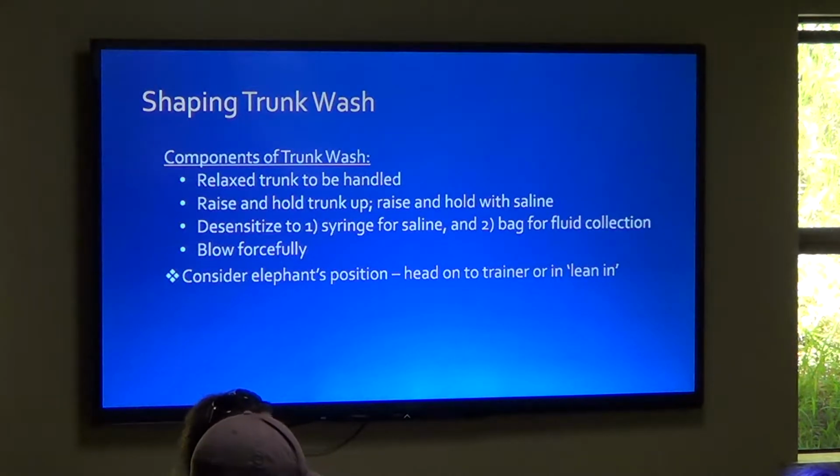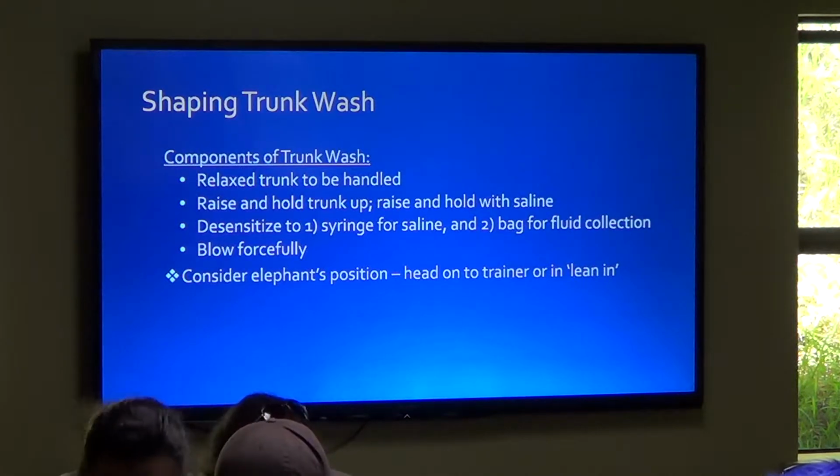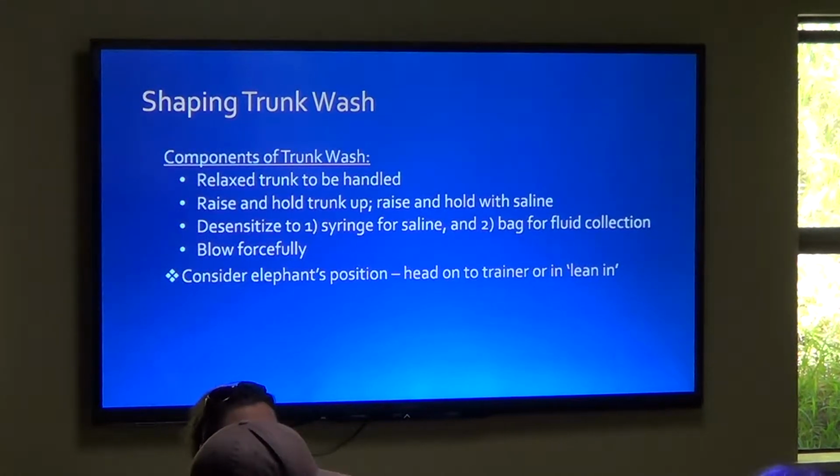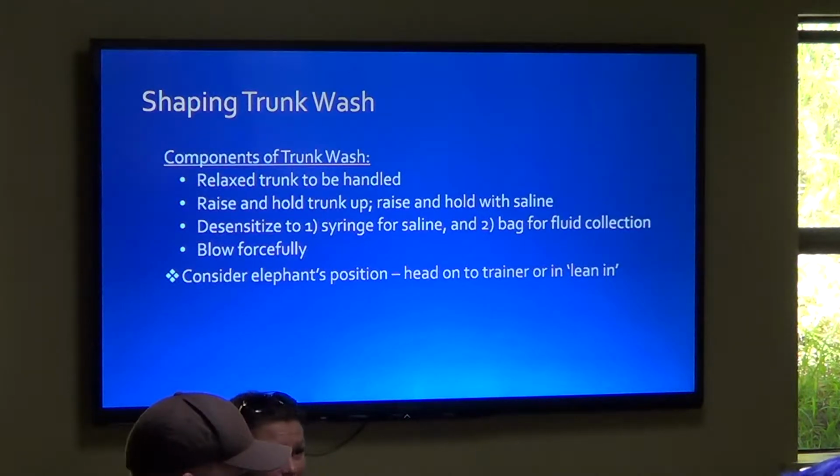And then they need to be desensitized possibly to having the saline and the syringe squirted up their nose. So they may need to be desensitized not only to the feeling of that, but also to the syringe and having their trunk manipulated and handled. And then again, at the end of the behavior, sticking their trunk inside a bag, which could feel weird and a little scary to them. And then of course we have to keep safety in mind, because when you're handling the trunk and manipulating the trunk, that's potentially a pretty dangerous end of the elephant. So you want to make sure that you've got the elephant positioned for safety.